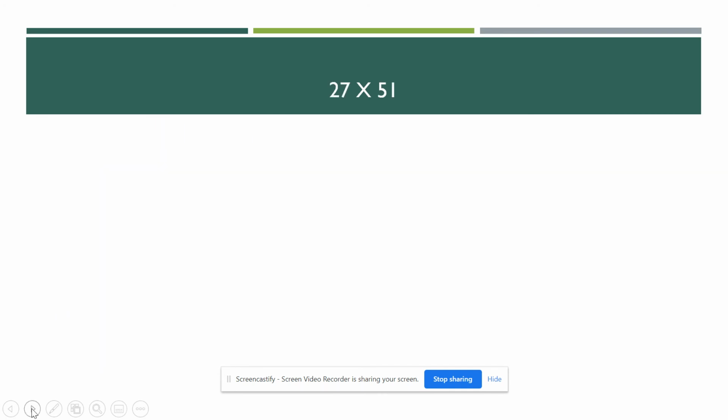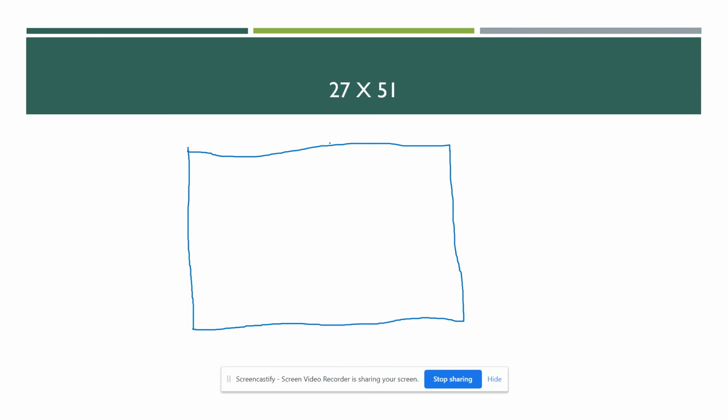The last problem is going to be a 2-digit number by a 2-digit number. So since we have two 2-digit numbers, I need to divide each part of the box into 2. So I'm going to make this into 2 sides and this into a top and a bottom. We are now going to start by breaking up 27 by place value. The value of the 2 is 20, and the value of the 7 is 7. And then we do the same with 51. The 5 is worth 50, and the 1 is simply 1.